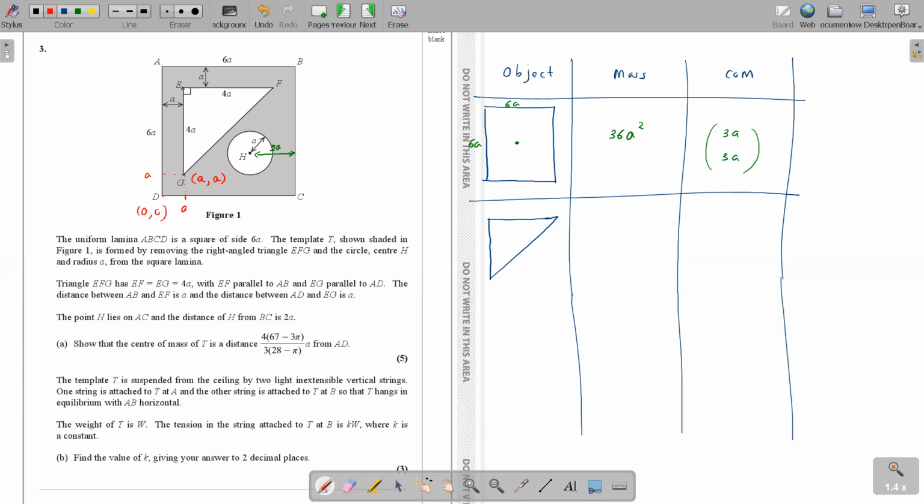What about the coordinate of E, children? The x coordinate is a. What about the y coordinate? What's the height here? 5a. Can everyone see that? A comma 5a. X coordinate is a, y coordinate is 5a.